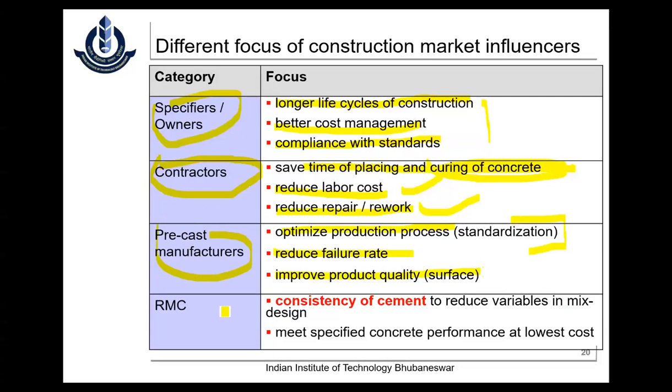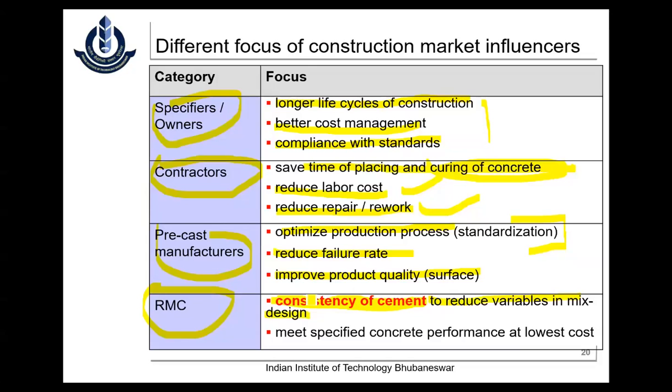Now coming to the RMC player, he has a different ballgame. For him, the only ballgame is the consistency of the cement. I mentioned this initially because when I was with the industry in Mumbai, working with a particular company, I faced this problem. We used to have a lot of fights with the cement division people. I was heading the concrete division. The problem is the consistency and the quality of the cement, which reduces the variables in the mix design. That is a crucial problem my plant people used to encounter everywhere.